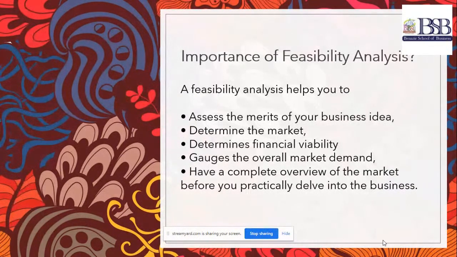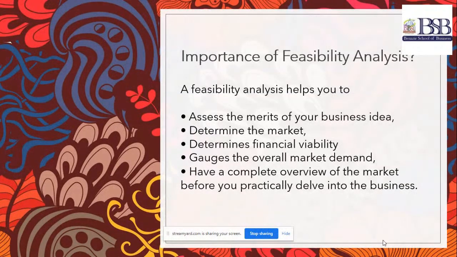Whereas business feasibility tells you whether the market you are diving into is really beneficial. Is it really deep enough that you can dive into it? Or is it hazardous? It's dangerous. So that is the difference between the feasibility plan and the business plan.